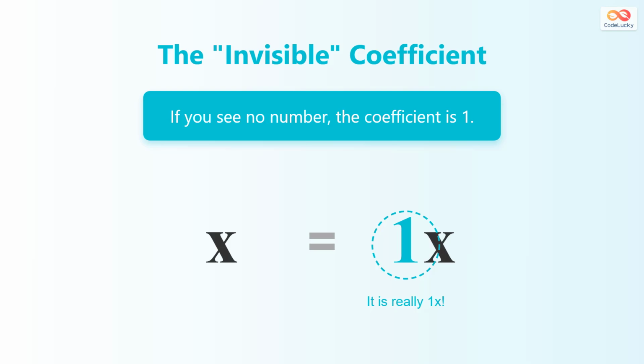Sometimes you might see a variable all by itself, like this x. Does it have a coefficient? Yes, it does. When no number is written, the coefficient is always 1. So, x is actually the same thing as 1x.